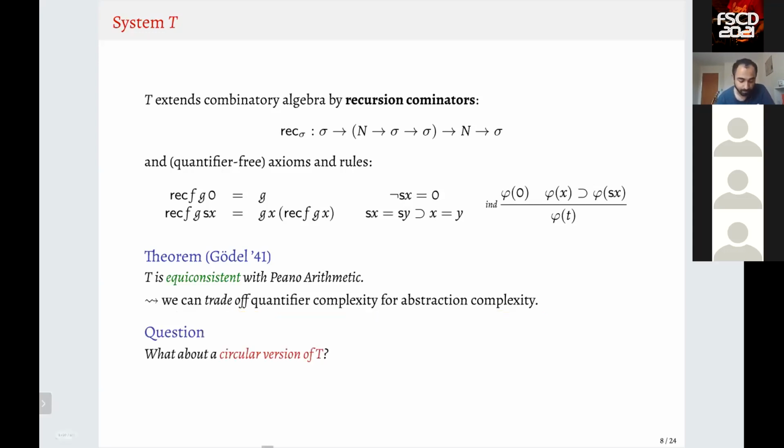And so in this talk, in this work, we're going to think about a circular version of system T. And once you see this result of Gödel, of course, the natural question is to then compare the circular versions of T and circular versions of arithmetic to build some sort of bridge between the cyclic proof subject of predicate logic and the cyclic proof subject of type systems. So one motivation here is to try to understand relationships between two different worlds of circular proof theory.